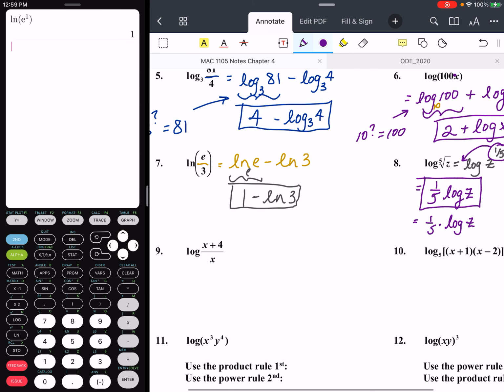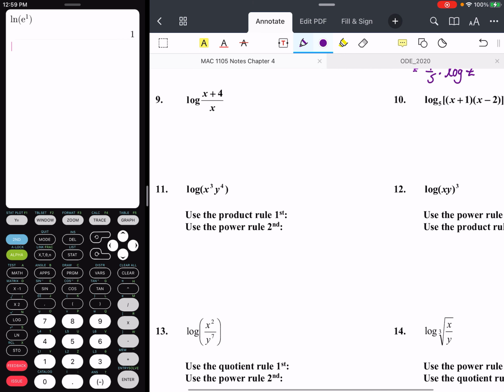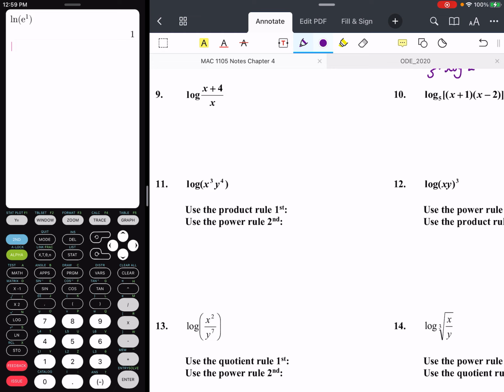All right, moving down to number 9. Common log of x plus 4 divided by x.